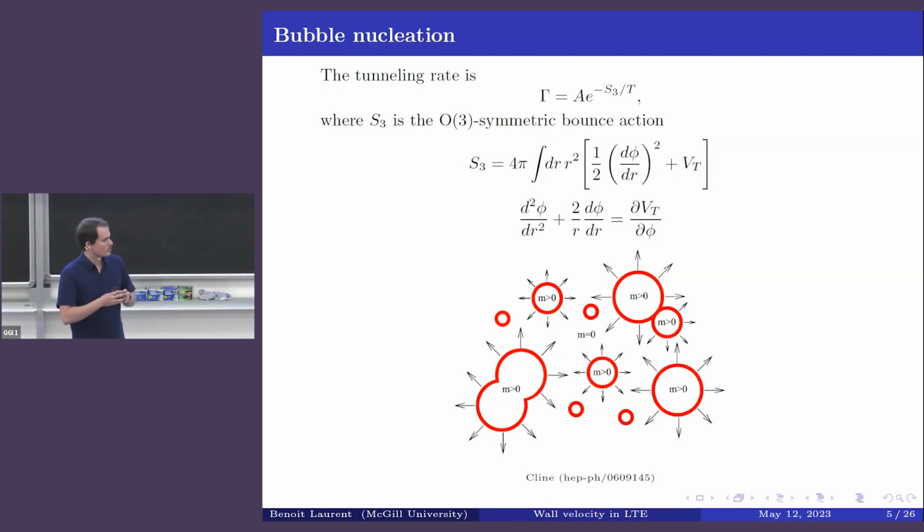These bubbles will expand until they collide with one another and fill the whole universe. This red line is the boundary between the old and new phase, and this is what we call the bubble wall. What I will be trying to do in this talk is to compute the velocity of this bubble wall, so at what speed does the bubble expand, essentially.